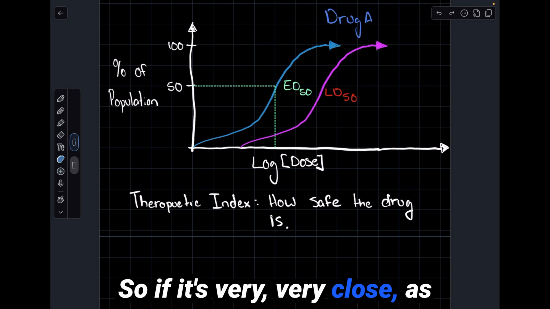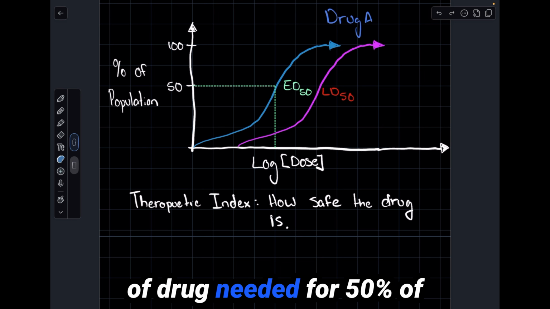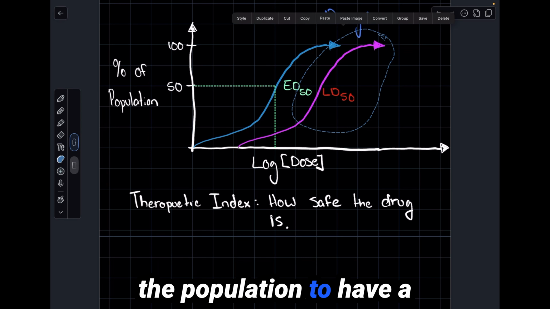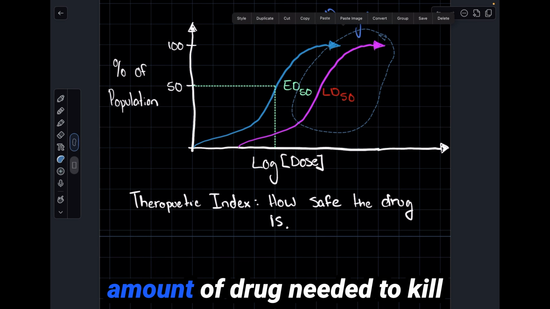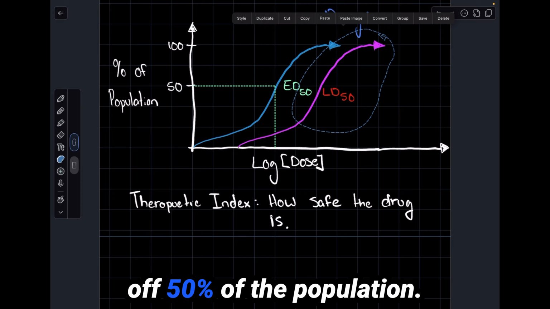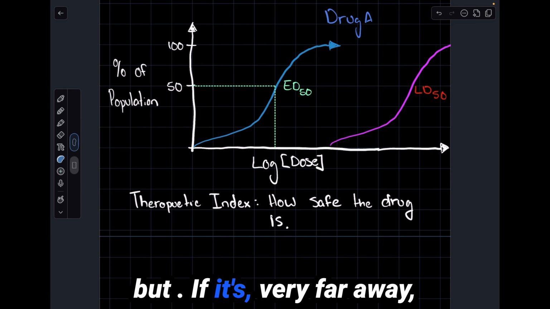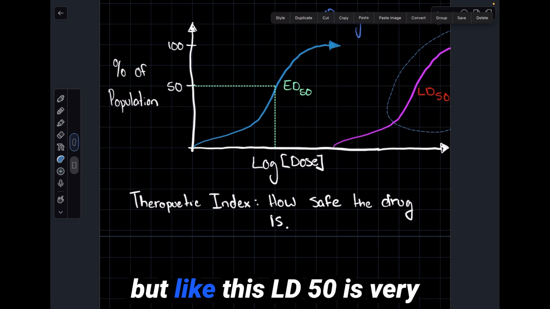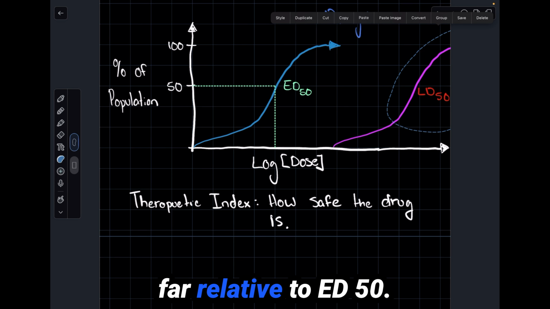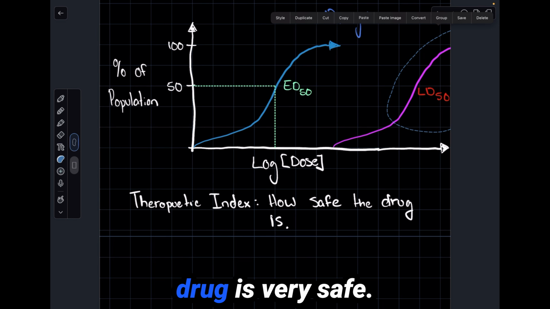So if it's very, very close, as you can see, the amount of drug needed for 50% of the population to have a response is very close to the amount of drug needed to kill off 50% of the population. This means the therapeutic index is very narrow. But if it's very far away, like this, LD50 is very far relative to ED50. So this means the drug is very safe. It has a greater therapeutic index.